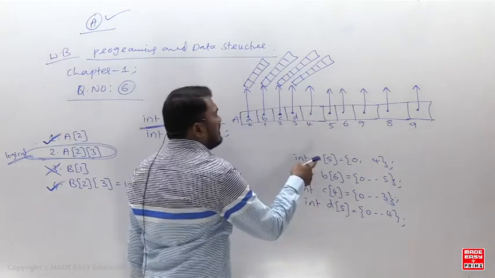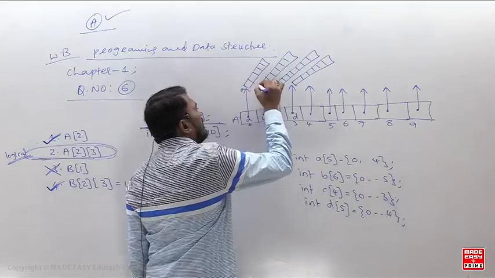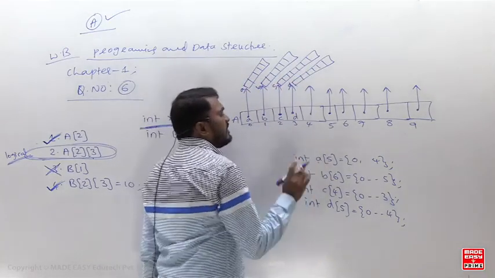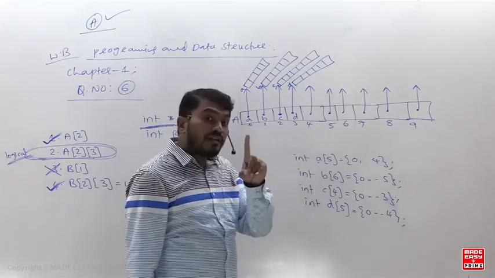Now tell me, array name without subscript: you know what a means. This is the 1D array: a, b, c, d. Understand here, array name without subscript, for a one-dimensional array. You know it very clearly.